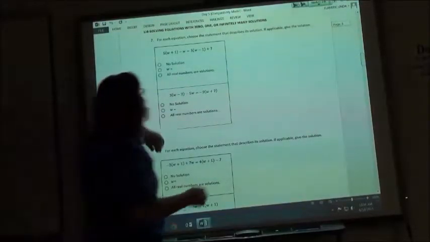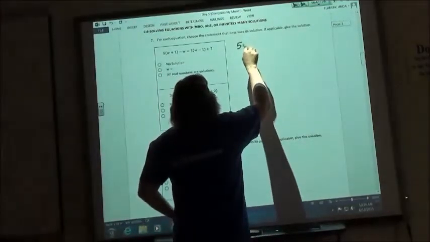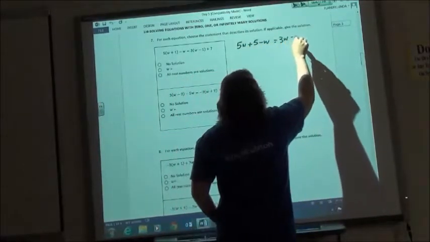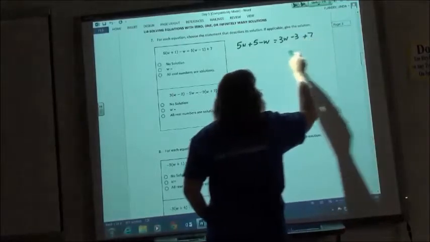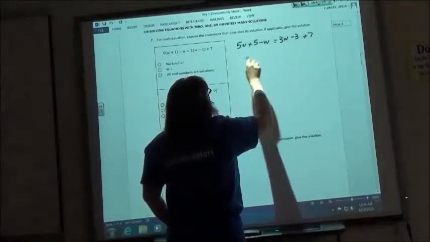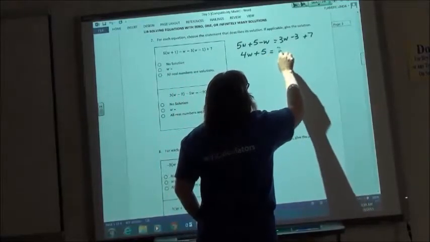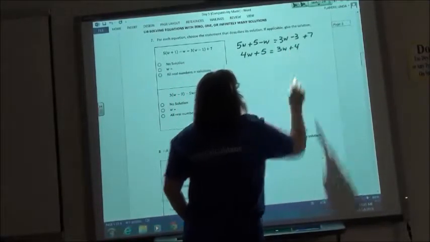And so we're going to multiply this out. 5w plus 5 minus w equals 3w minus 3 plus 7. Here, 5w minus w is 4w, so 4w plus 5 equals 3w plus 4.